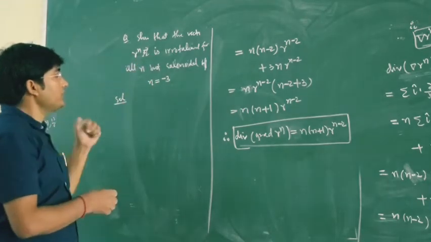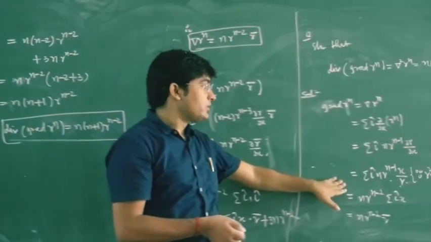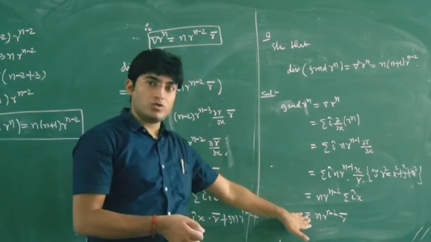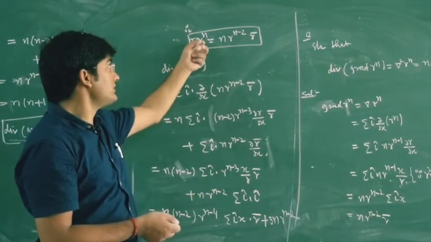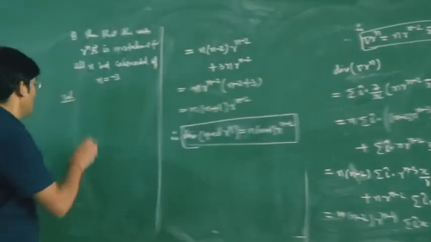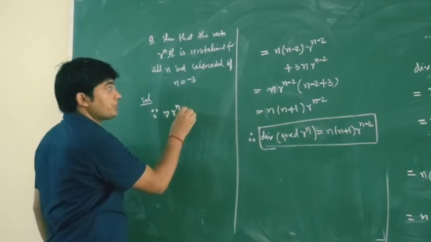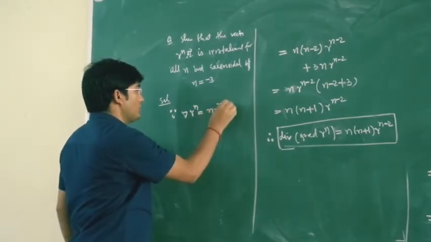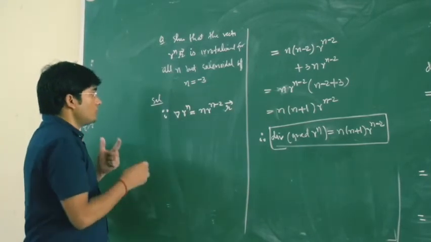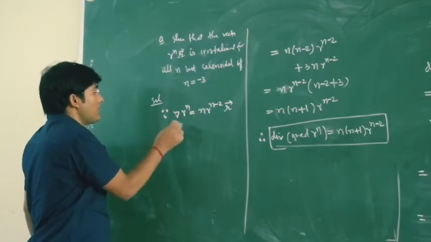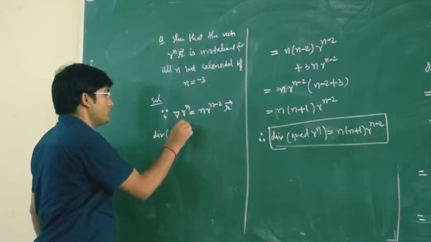For that we need grad r^n. Now we have the formula for grad r^n here. I am not going to evaluate this one; we will treat it as a formula. Grad r^n is equal to n r^(n-2) times vector r, which in an examination you can prove. So this is your grad r^n. Now let us take the divergence of r^n times vector r.